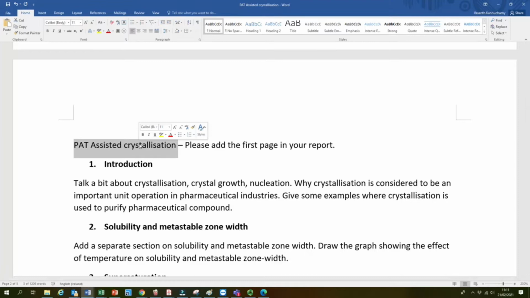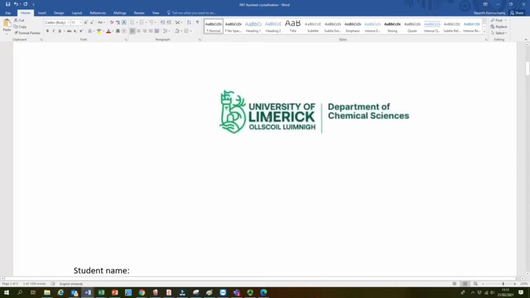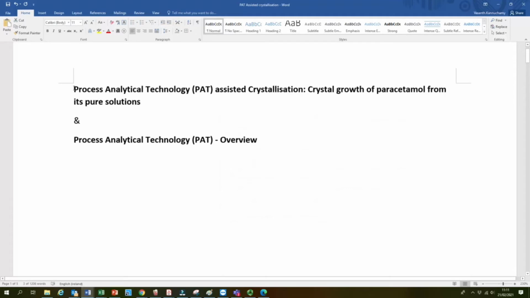your laboratory report, you have to include a separate chapter. So that one we can call it the assignment. So you have to include, this should be your first page, your lab topic, like process analytical technology or PAT-assisted crystallization. This is what we performed in the lab, crystal growth of paracetamol from its pure solutions.